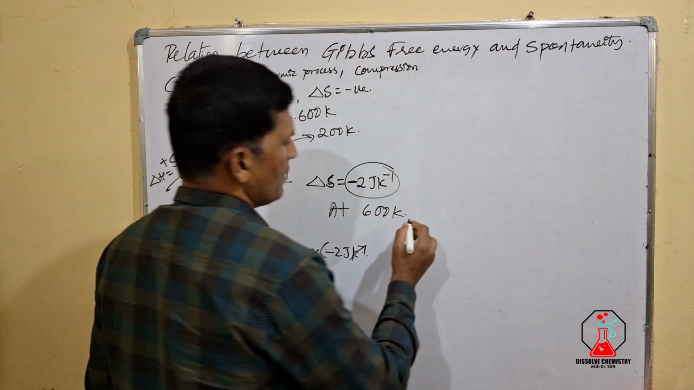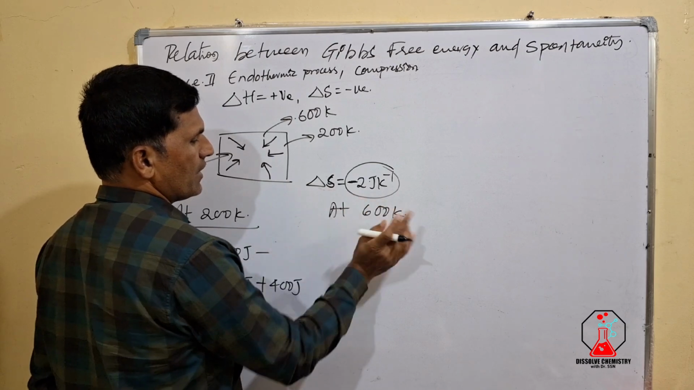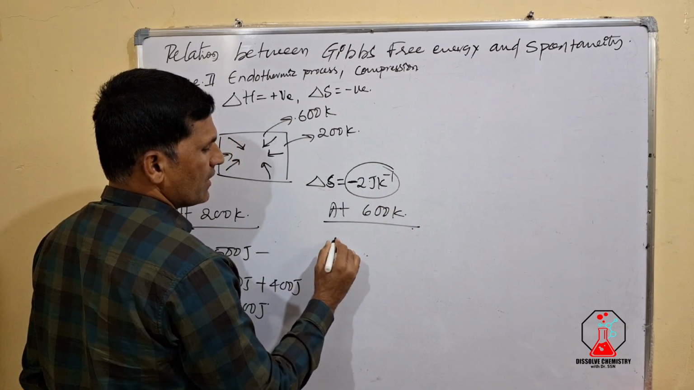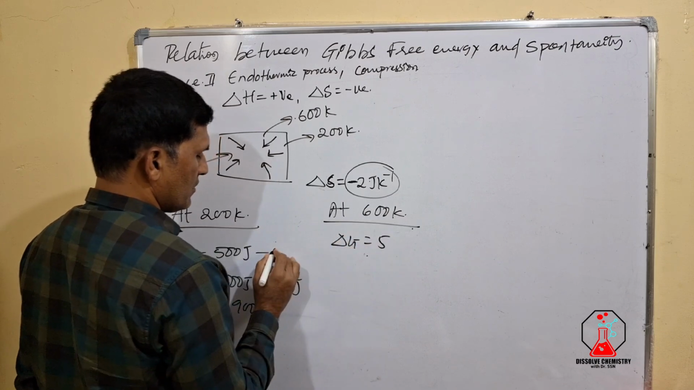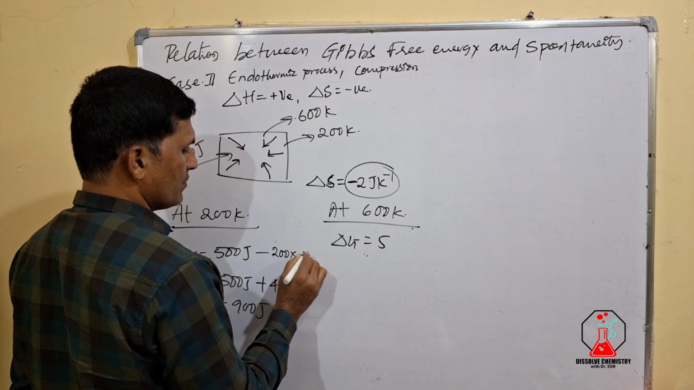Similarly, we see at temperature 600 Kelvin. So now at 600 Kelvin, delta G is equal to, here we will write 200 into minus 2.